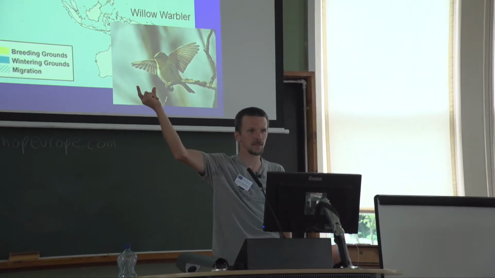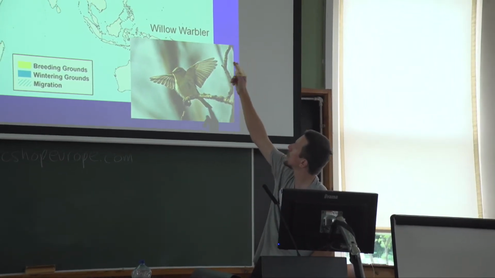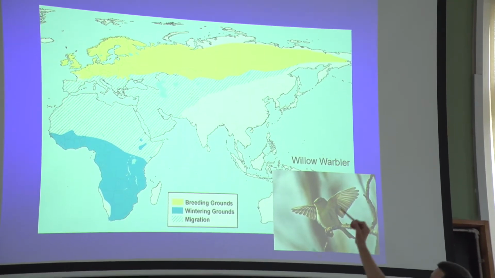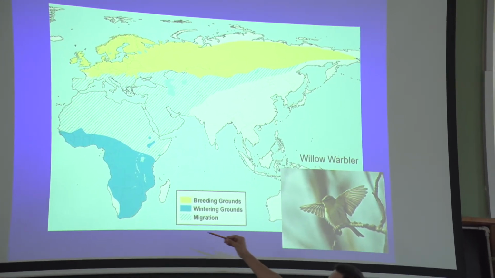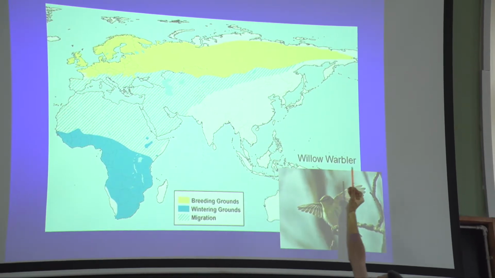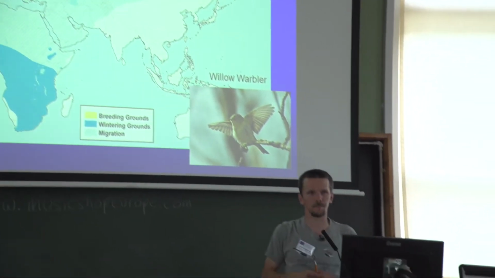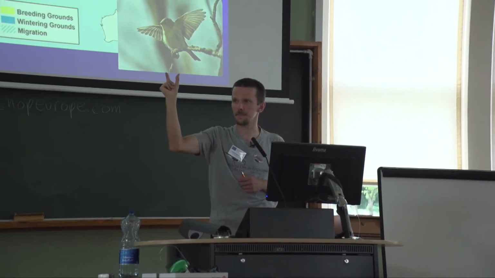Look at this bird. Willow warbler, that size, 10 grams. In yellow, it's a breeding range. So it breeds from Western Europe to Eastern Asia. Spends winter here. From here to there, 12,000 kilometers. And the bird covers this distance twice.